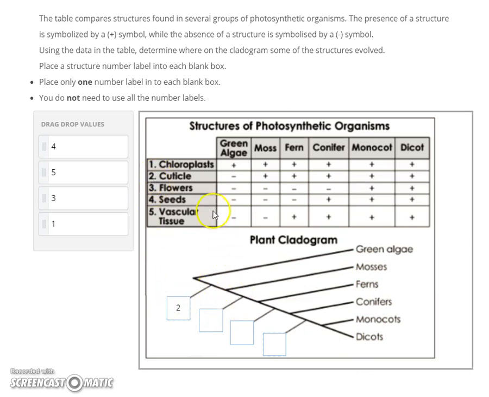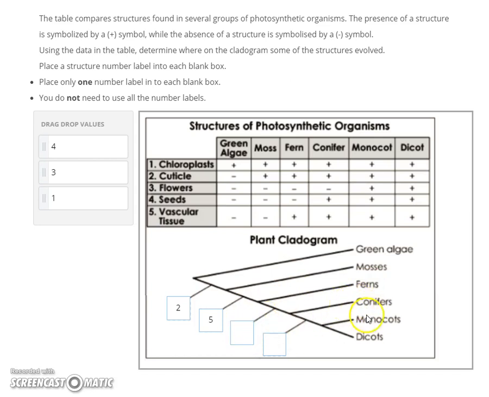And now we want to see beyond cuticle, what are we going to find where mosses are the outgroup? So ferns, conifers, monocots, dicots, they all have it. And that would be this trait right here, vascular tissue, number 5. That's your next one. Now I'm looking for something where mosses are the outgroup, along with green algae, and ferns. All 3 of those are now going to be the outgroups here to find the next trait.